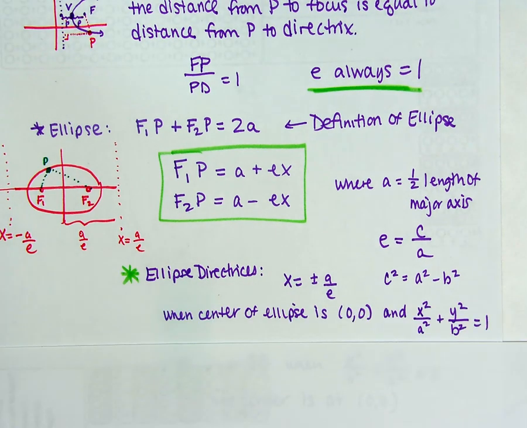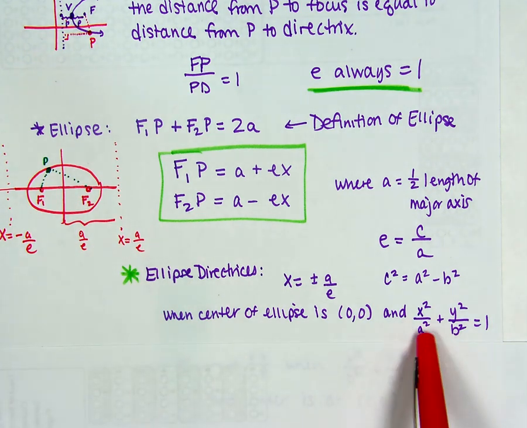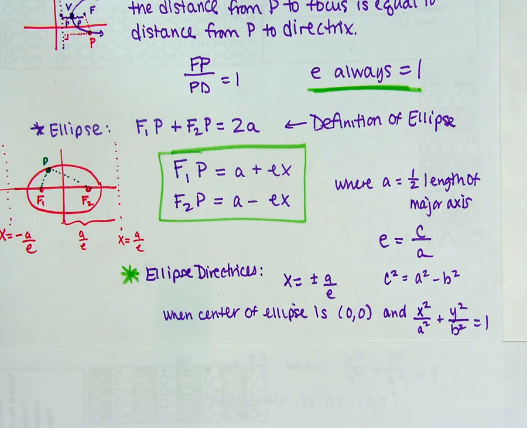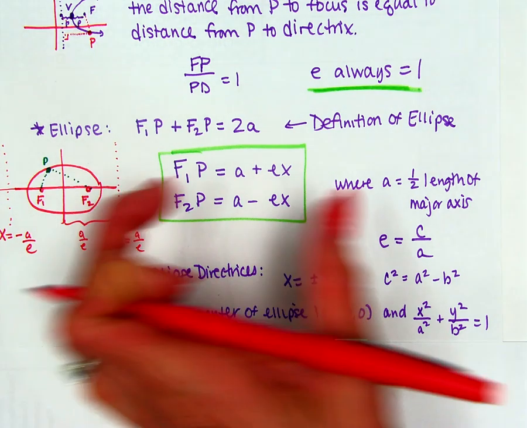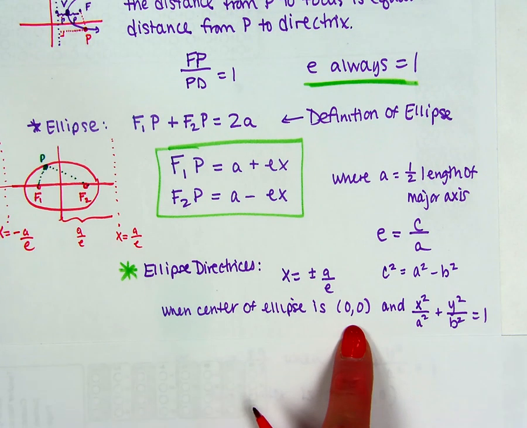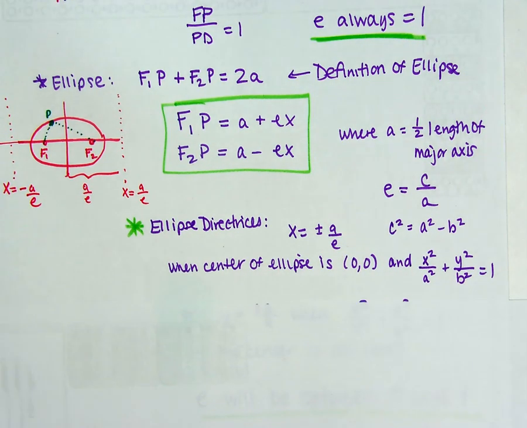All right, now that's going to happen if your major axis is along the x direction. Right, so the larger number is under x squared. And in this case, we're assuming that the center of our ellipse is 0, 0. You could just shift this whole thing over, left, right, up, or down, depending on if your center moves. All right, but then your directrices won't just be opposites of each other.